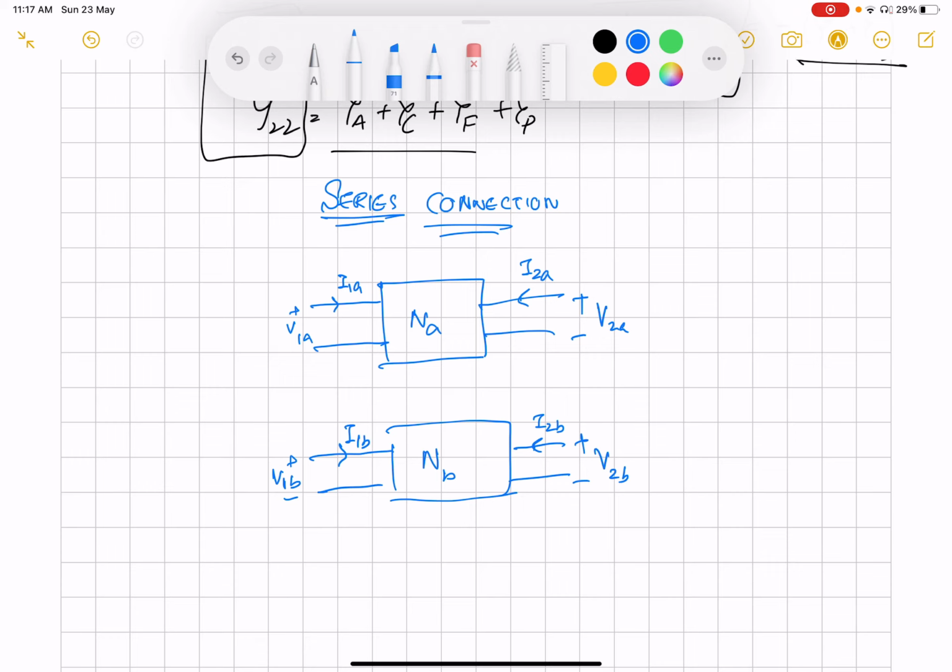And if you want to connect them in series, we have to ensure that the same current flows through the networks. So if your current that is going in is I1, this I1, as we have seen from the first lecture, has to come out, right? And this is equal to I1A. I1 is equal to I1A. And because of this connection, this I1A is actually coming out and going into I1B, going into the port B and becoming equivalent to I1B.